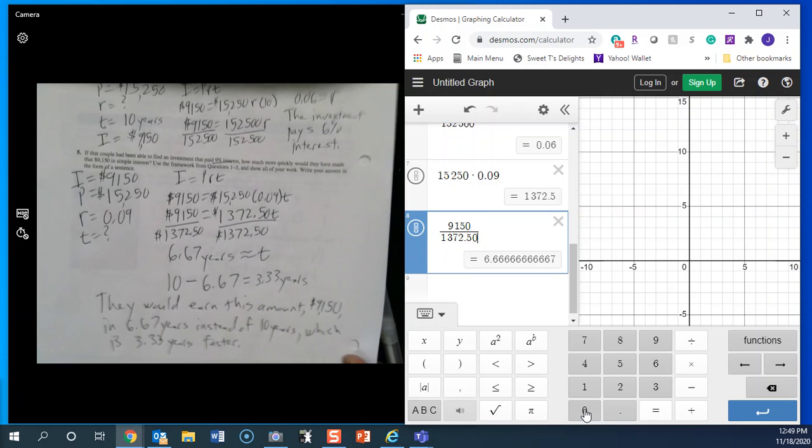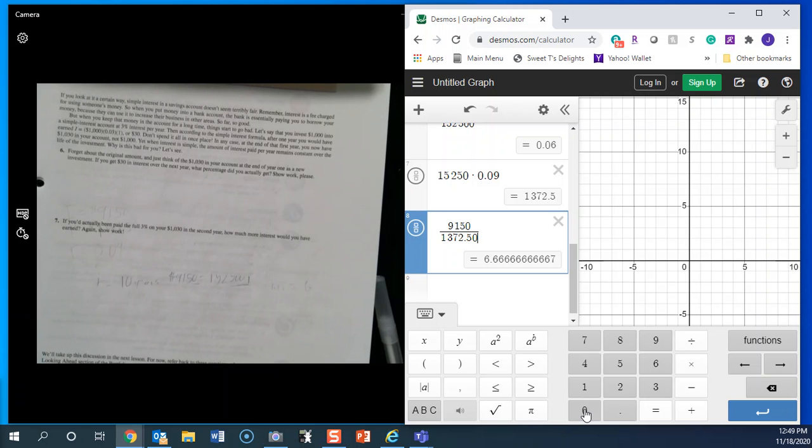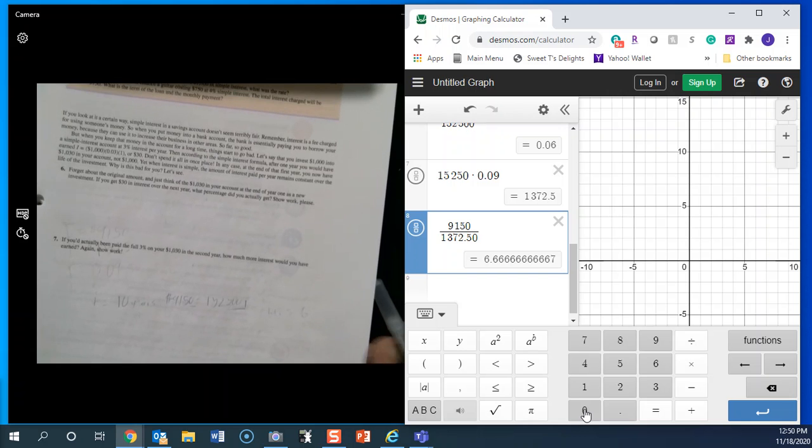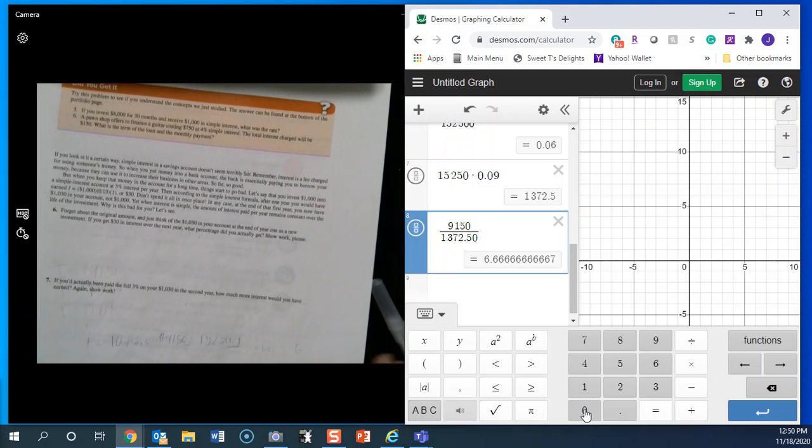Okay, now we go to the next page, which happens to be our last page for this lesson. It says, if you look at it a certain way, simple interest in a saving account doesn't seem terribly fair. Remember, interest is a fee charged for using someone's money. So when you put money into a bank account, the bank is essentially paying you to borrow your money because they could use it to increase their business in other areas.